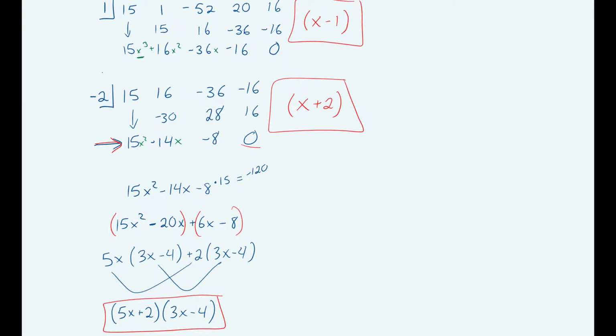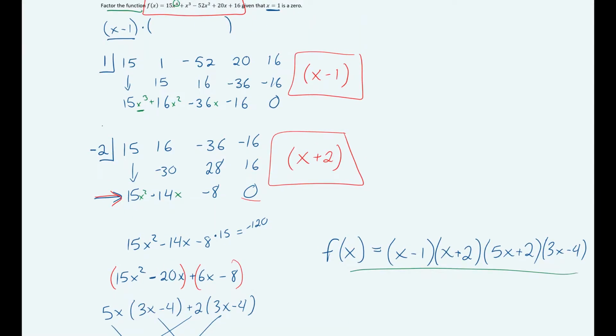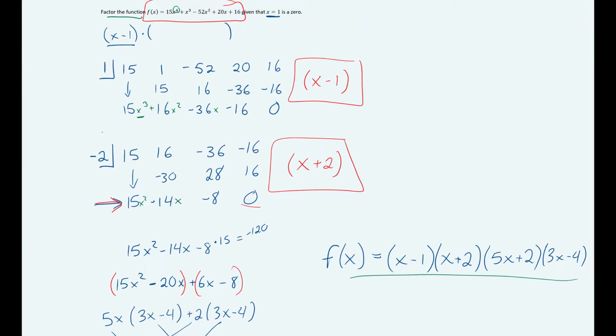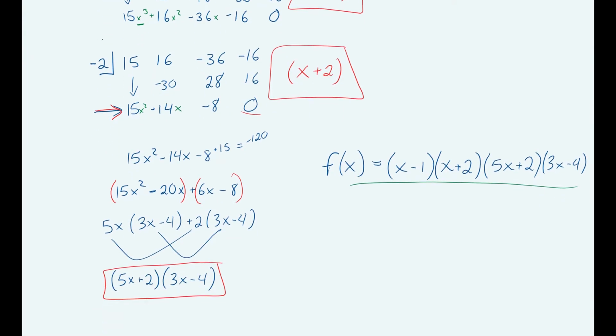So in the final form, I can say that in fact f of x equals x minus 1 times x plus 2 times 5x plus 2 times 3x minus 4. And that whole long string is the same as our 4th degree polynomial up here, just in its factored form. So pretty neat. I can use repeated synthetic division to completely factor a polynomial.